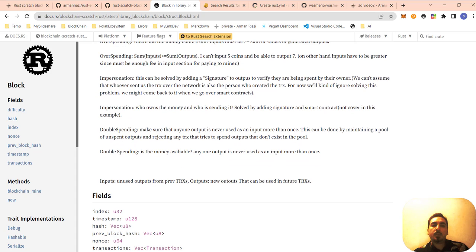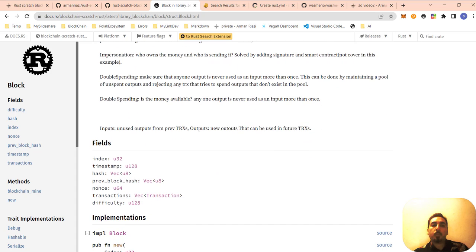Continuing, the double spending concept. Make sure that any one output is never used as an input more than once. This can be done by maintaining a pool of unspent outputs and rejecting any transaction that tries to spend outputs that don't exist in the pool. Okay? And for unspent outputs, let me turn to the library project.